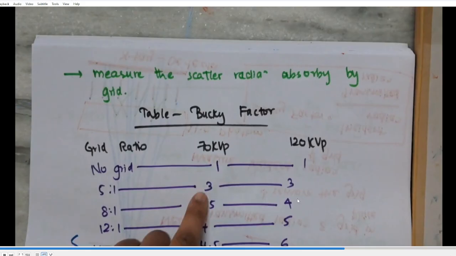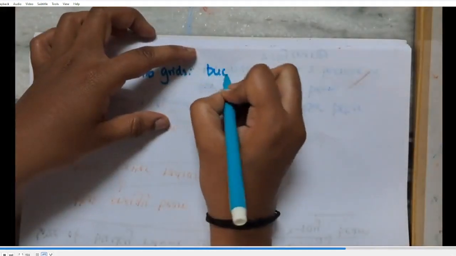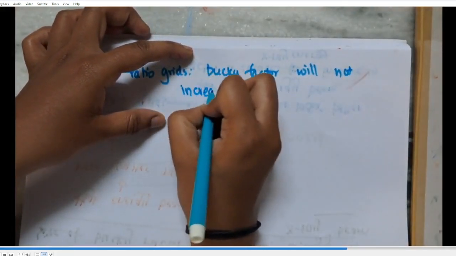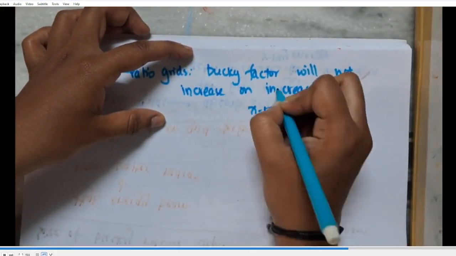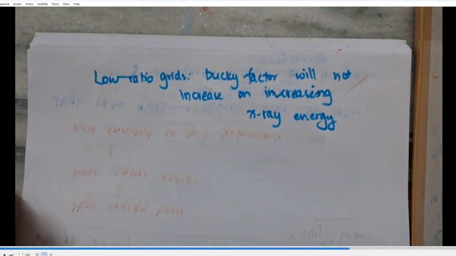Thus, low ratio grids do not absorb the scatter radiation from high energy beams, whereas high ratio grids can absorb scatter radiation from high energy beams.